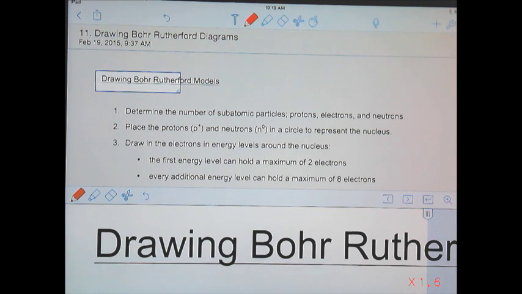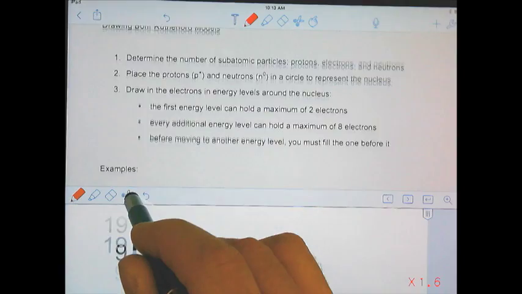Let's take a look at how to draw Bohr-Rutherford diagrams. These diagrams show what an atom of an element looks like, and they also indicate the number of protons, electrons, and neutrons that are present in one atom of the element.